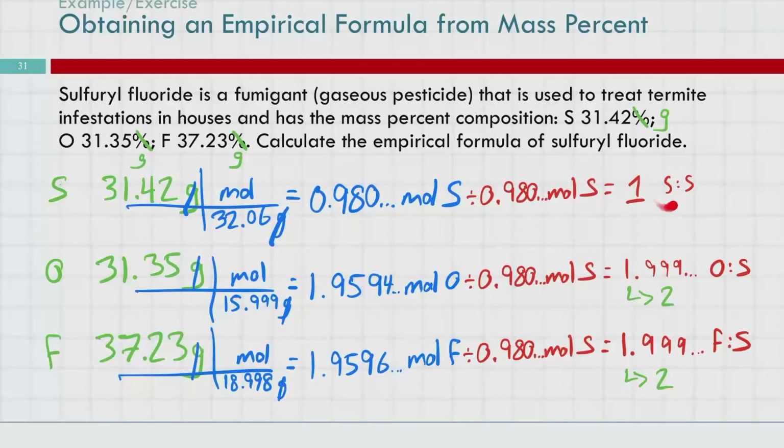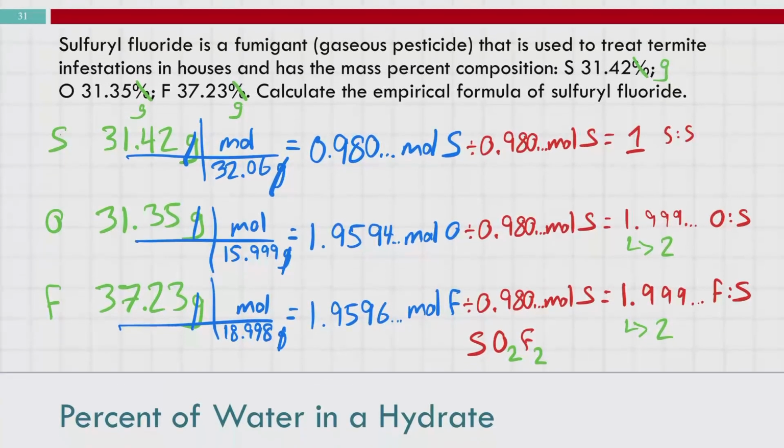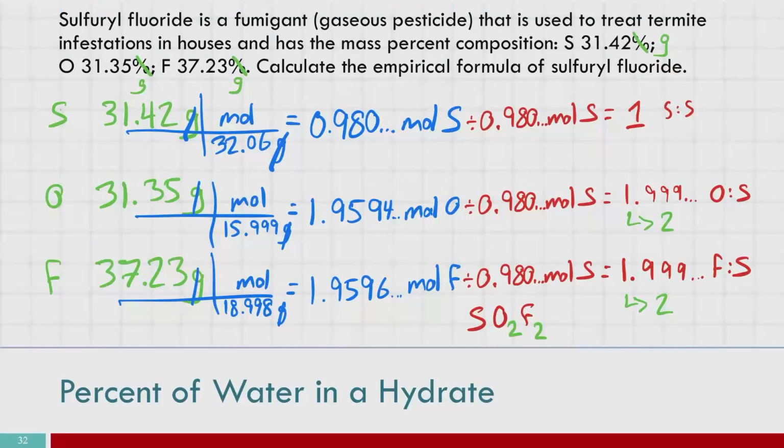So we've got a 1 for our sulfur. So S. And then our oxygen, we rounded up to 2. So O2. And then fluorine, we also rounded up to 2. So we're going to have F2. So SO2F2 would be our empirical formula for sulfuryl fluoride. Questions or confusions about any of our steps?